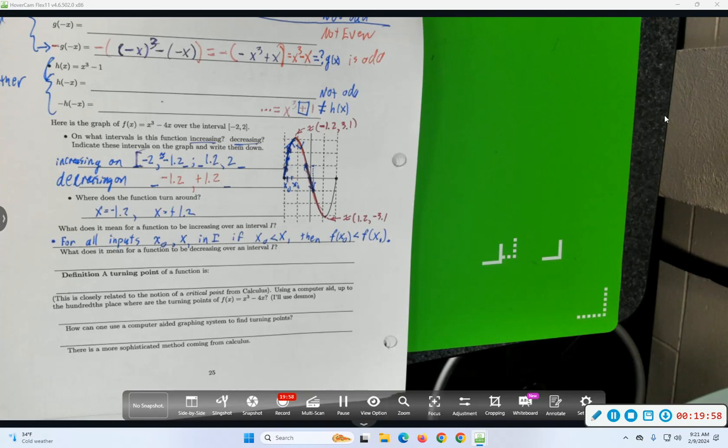Should I include or exclude 1.2? Now let's think for a moment. There are no inputs in the interval that are bigger than 1.2, so I don't need to worry about that. If I take an input that's less than 1.2, is the output less than f of 1.2? Yeah. Is the graph moving at 1.2 or negative 1.2? Or just at a flat stance?